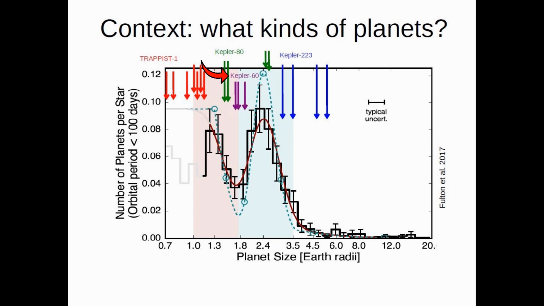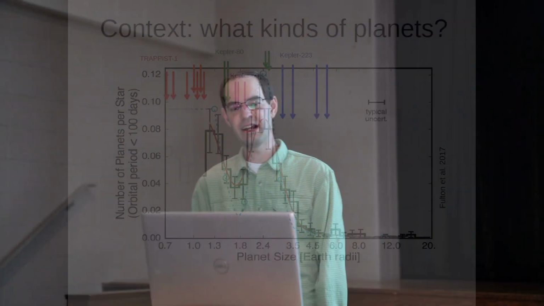Kepler-60, it's kind of straddling. It's right between this, so it probably has some thin atmosphere on top of those planets. And then Kepler-223 has very thick atmospheres. So we have an opportunity to check the differences in all of these kinds of systems.